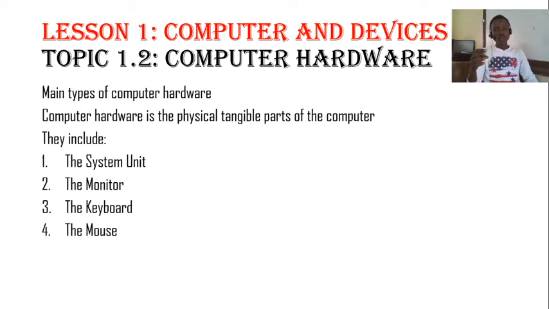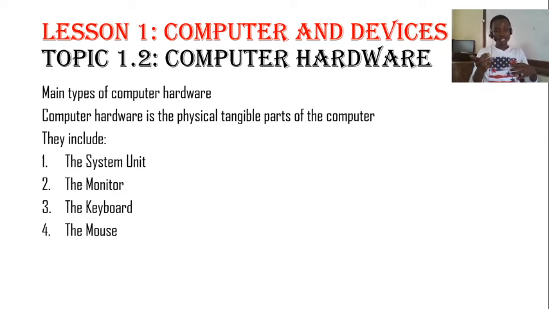So topic 1.2 talks about computer hardware. Computer hardware comprises all the tangible parts of our computer. Everything you can see and touch on your computer falls under computer hardware. We are going to talk about four major parts of the computer. There are other parts the computer has, but we are just going to be discussing the major parts.